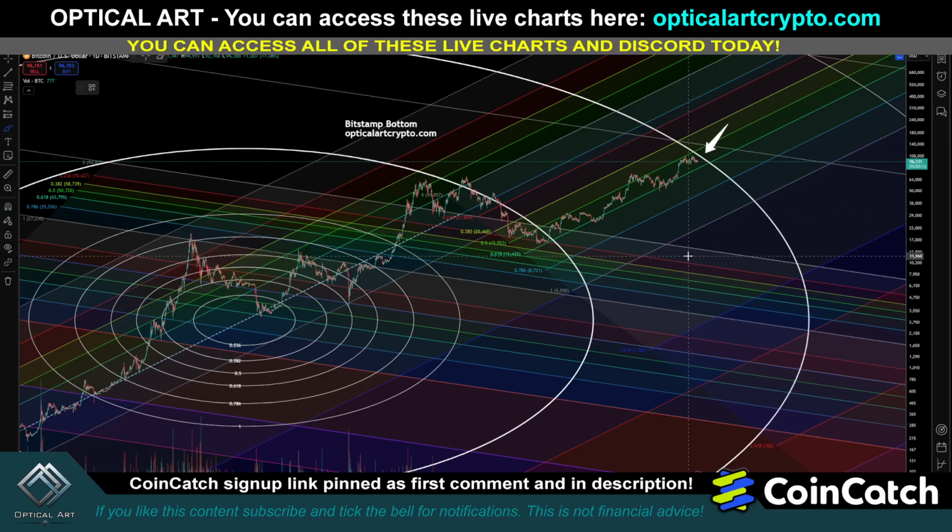Take note of this ring up here. Price is respecting this fib circle very well. Notice here we cross this one, we got a pump. We cross this one, we got a pump. But notice this ring, as soon as we made contact with it, pushed above it a bit, it became resistance and price just started dropping down until we crossed it. So maybe we find support around 87,700. This is going to be a very key support level right here. And maybe we drop down to that point, we cross this ring, and off to the moon we go.